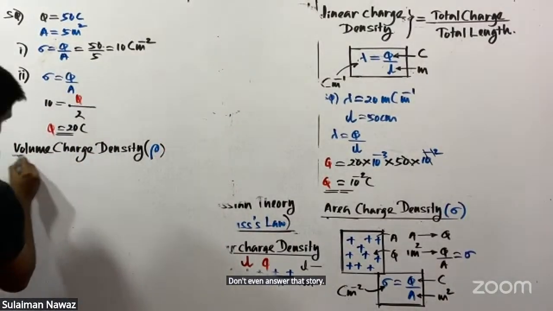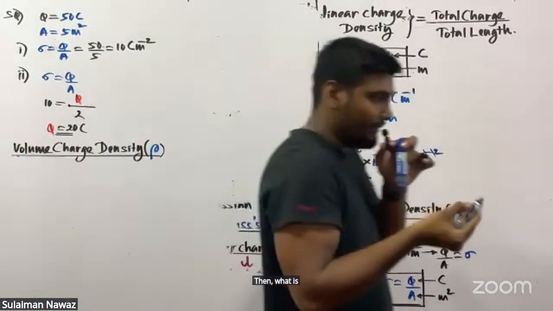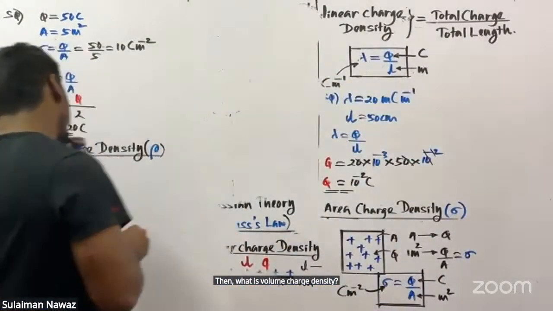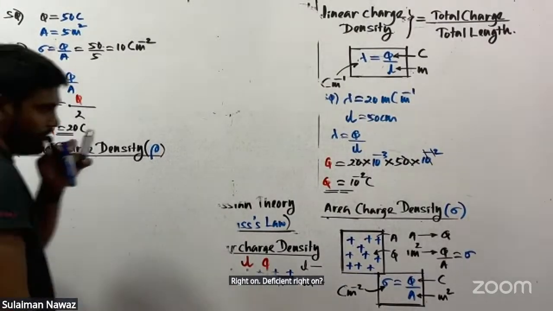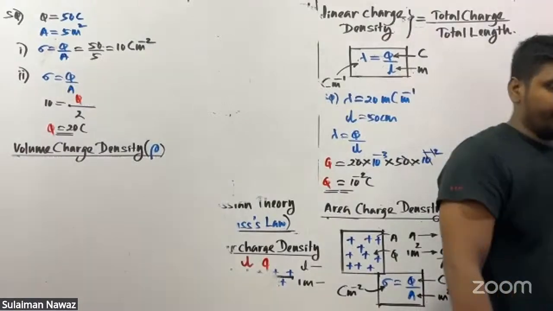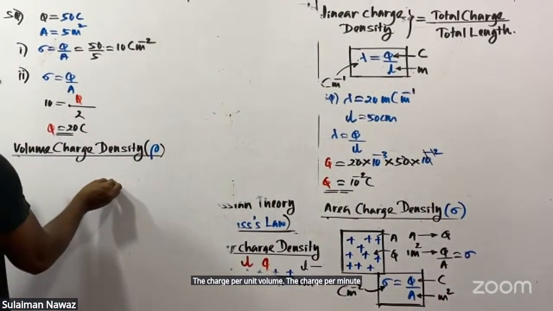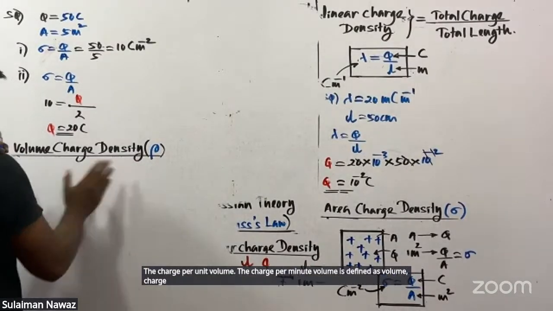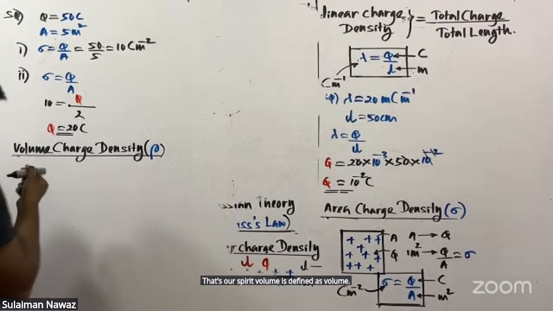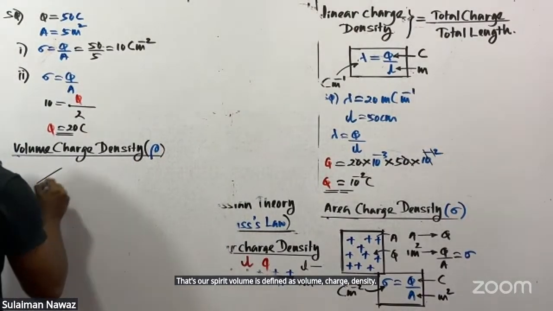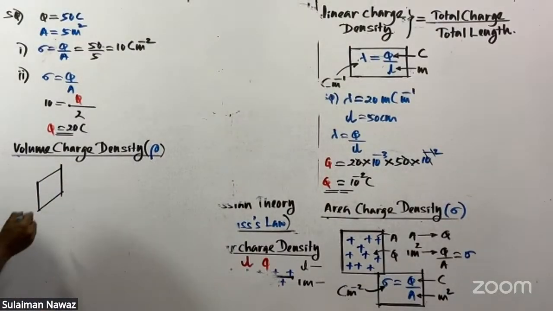Same story. Then what is volume charge density? Write down the definition. The charge per unit volume is defined as volume charge density. Rho, volume.